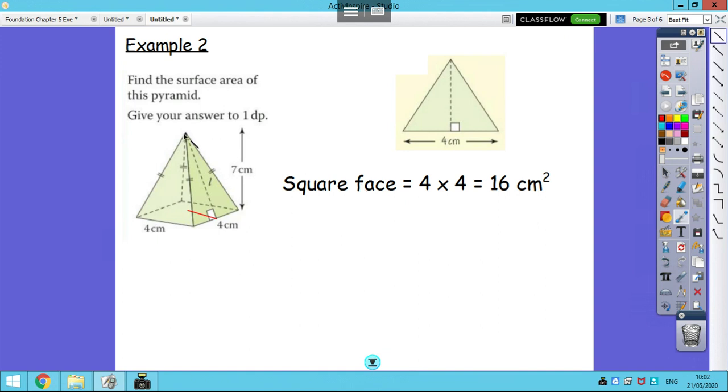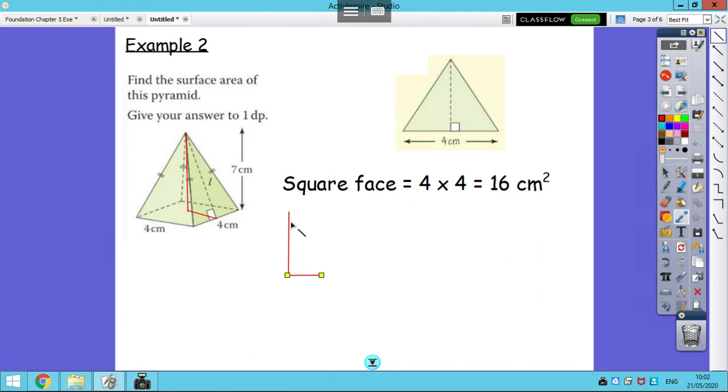And we know that from the top to there would be 7. Now what have I created there? I've created a lovely right-angled triangle so that we can find the length of that 2D triangle face. So I'm just going to draw that triangle as best I can.